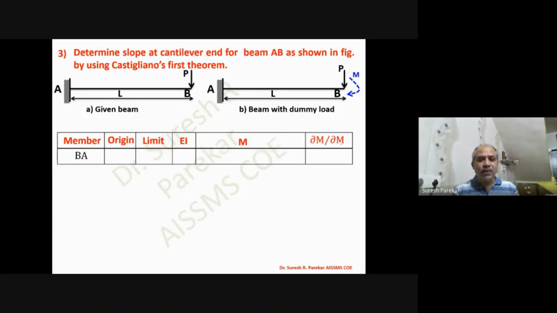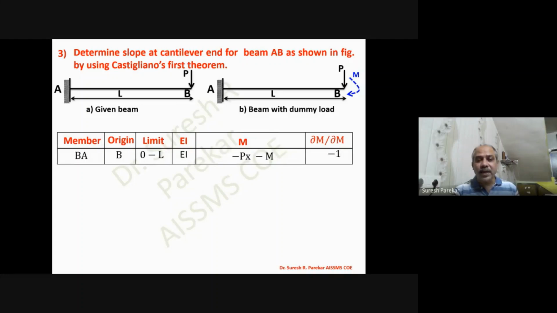And then we have to go for BA, then B, 0 to L, EI. Now the equation is minus P into X minus M. We need not go for any term with M as we require in the case of Macaulay's method. And then we have the derivative with respect to M. So the first term is minus Px times 0, and then we have minus 1.